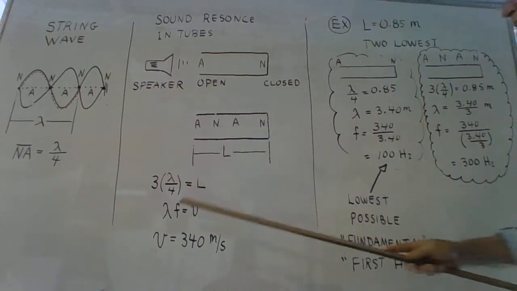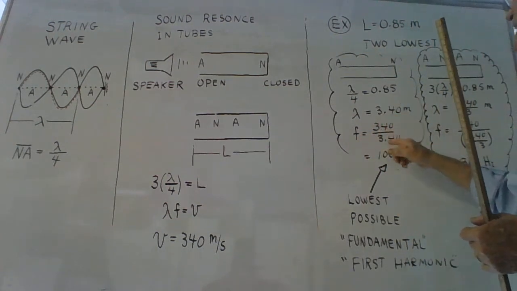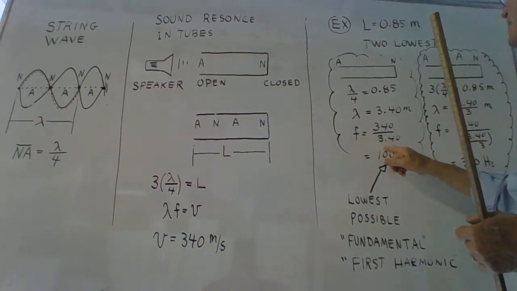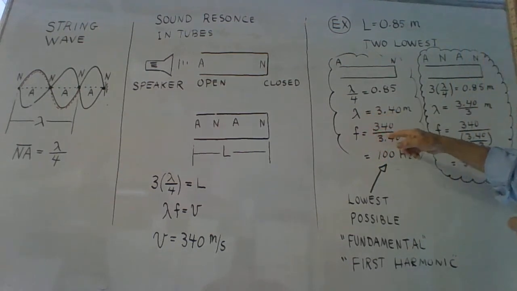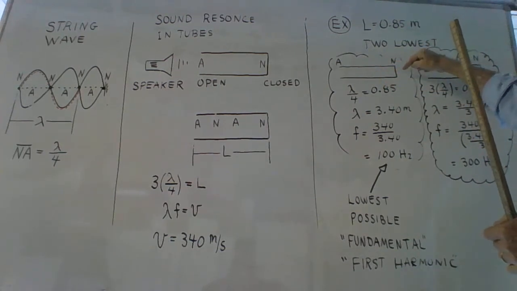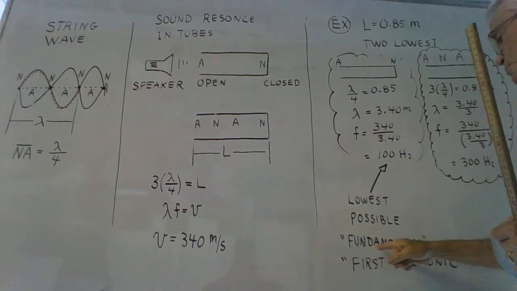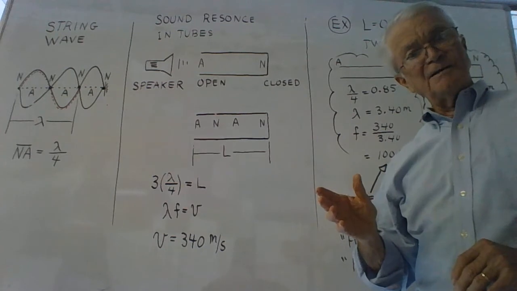Now we can use the wave equation to solve for F. F is the speed divided by lambda, 100 hertz. This lowest frequency for an open-closed tube, a tube of this length, one end of which is closed, is called the fundamental frequency. Sometimes we just say it's the fundamental.